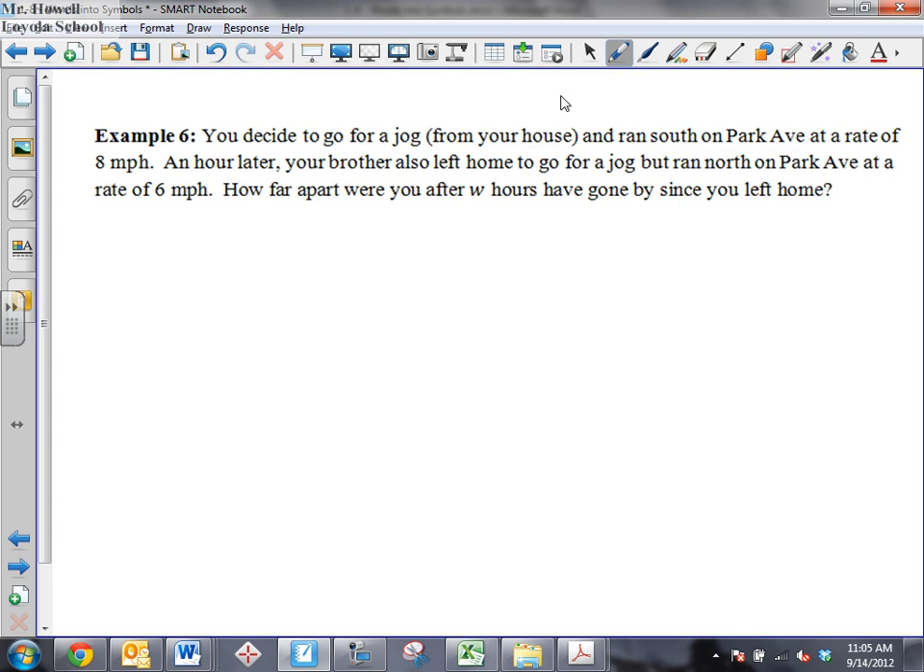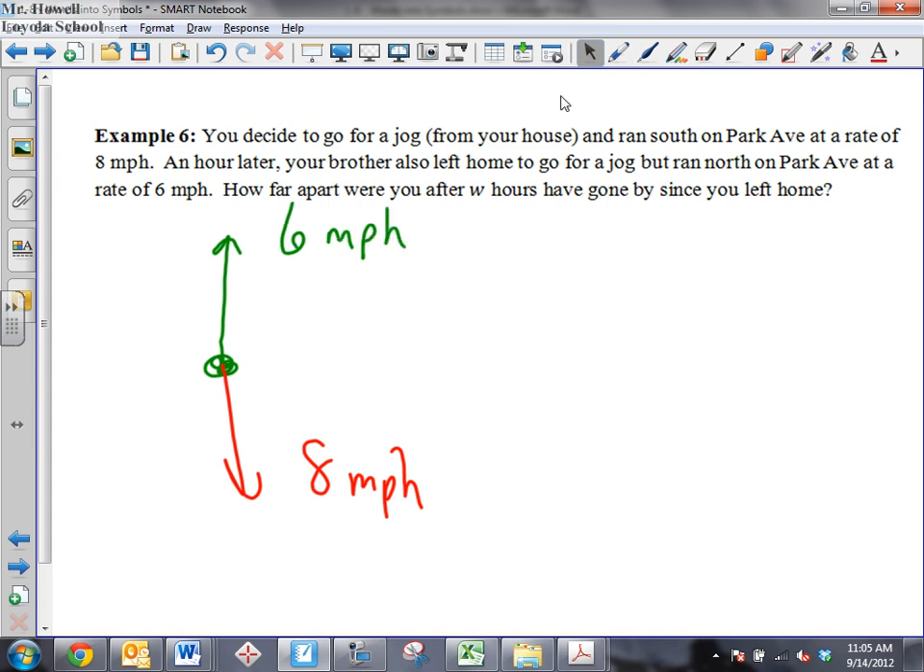So right away, draw a boundary. Before we get to the answer, let's put your house right here. You're running north, you're running south. Let's put your vector as red. You're running south at a rate of 8 miles per hour. Your brother then decides to run north at a rate of 6 miles per hour. Remember, there's a time lag here. There's a 1 hour time lag between when you both start, so you get a head start going south.